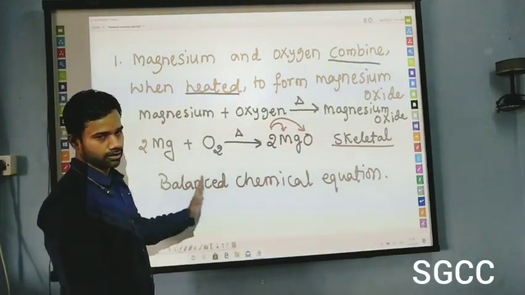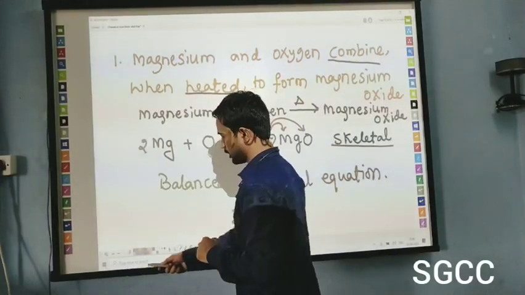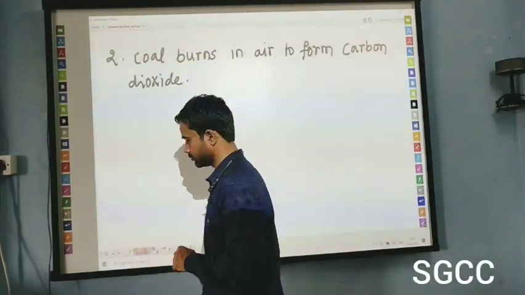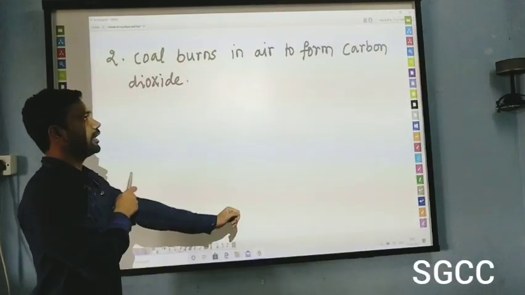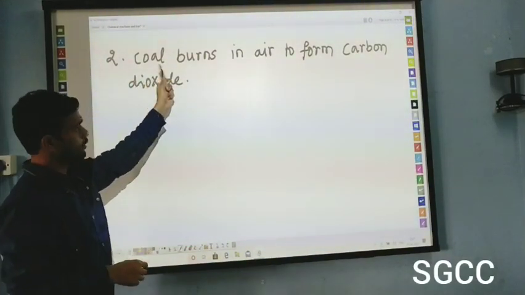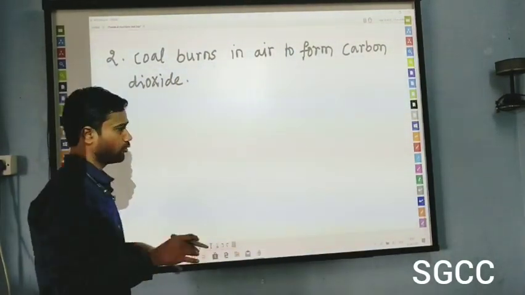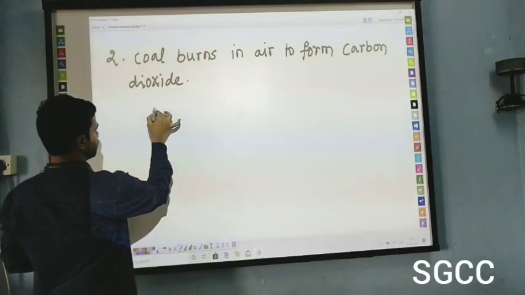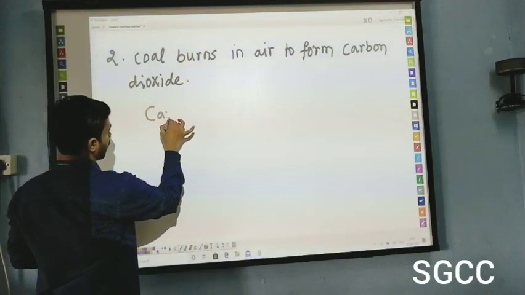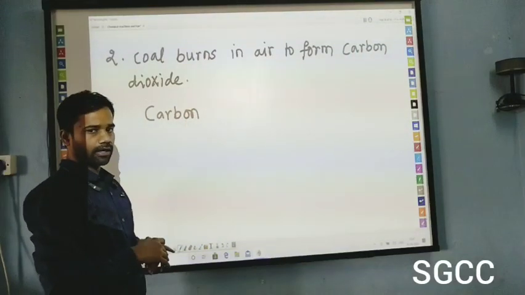I think you got the first example. Let's move to the second example. Coal burns in air to form carbon dioxide. We already know that. What do you mean by coal? Coal means our carbon. Why am I writing it as coal?